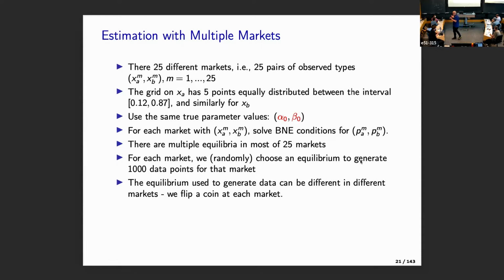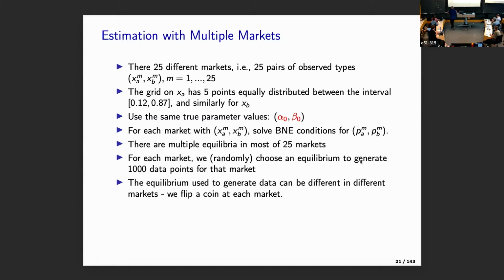There could potentially be 3 of them. And then we just randomly select an equilibrium from each of these markets to be played out in the data when we generate the data. Okay, and we do that 1,000 times and then we try to see if we can estimate the model.